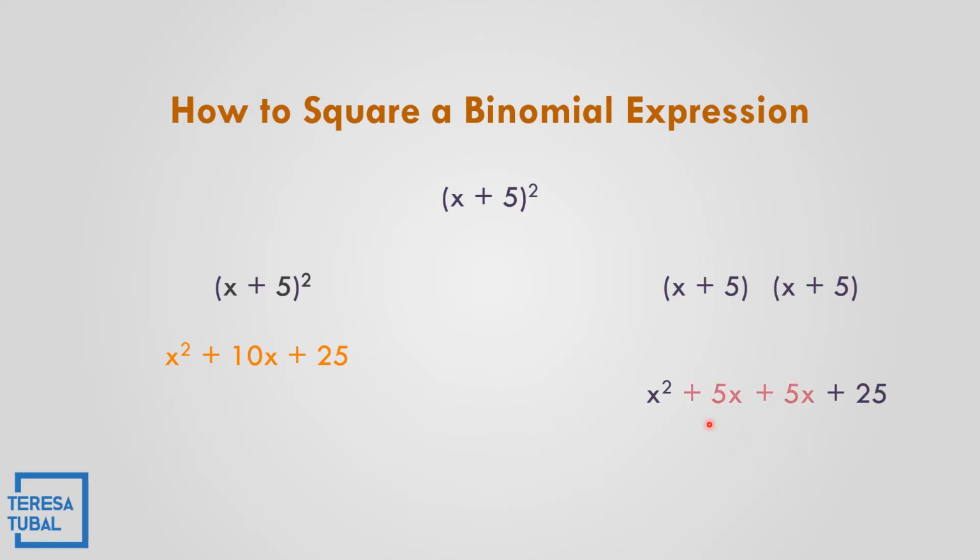So we need to combine 5x and 5x, so that is equal to 10x. So it means copy x squared, and then 5 plus 5 is equal to 10x, and then copy positive 25. As you can see, we get the same result using the FOIL method and using the square of a binomial.